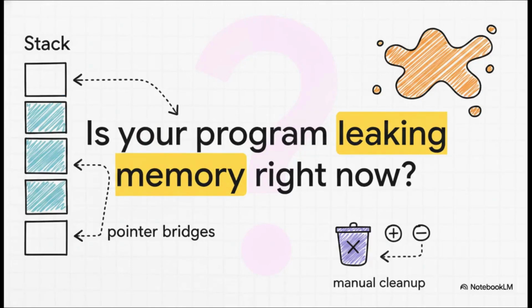So, we've covered the safety of the stack, the massive flexibility of the heap, the pointer bridge connecting them, and the strict necessity of manual cleanup. Which leaves me with one final question for you to chew on. Is your C++ program leaking memory right now? Seriously, go double-check your code. Did you pair every single new keyword with a delete? It is a fantastic habit to build.